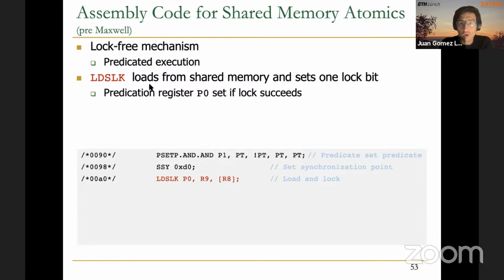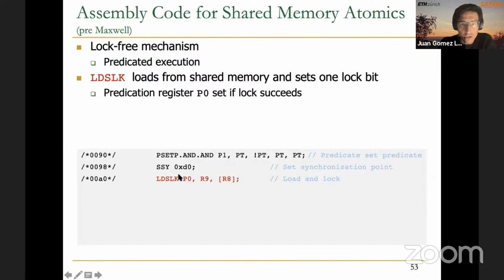The load and lock instruction loads from shared memory and sets one lock bit. There will be some threads that will succeed, and there will be others that don't, in the case that more than one thread is trying to lock the same lock bit. In that case, we have the predication register. We will have either 0 or 1 in the predication register. This predication register essentially is like 1 bit per thread.